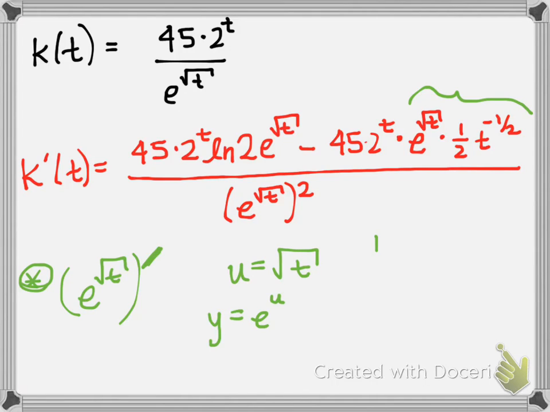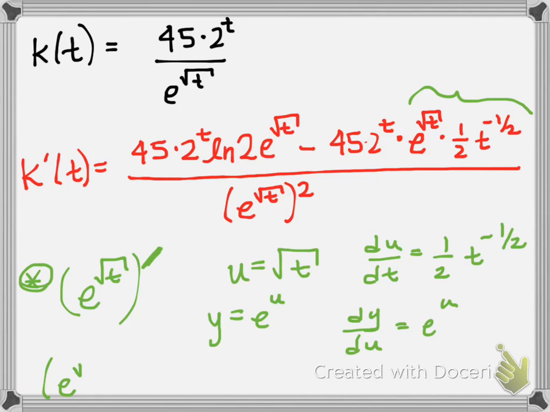And then so we have du/dt equals 1/2 t to the negative 1/2. dy/du is e to the u. So the derivative of e to the square root of t is dy/du, which is e to the u, times du/dt. And this gives us e to the square root of t times 1/2 t to the negative 1/2. And that's how we came up with the derivative of the denominator.